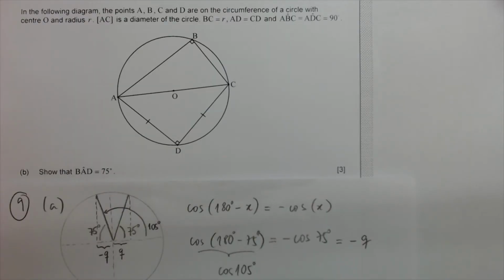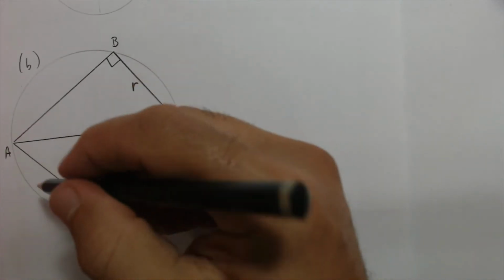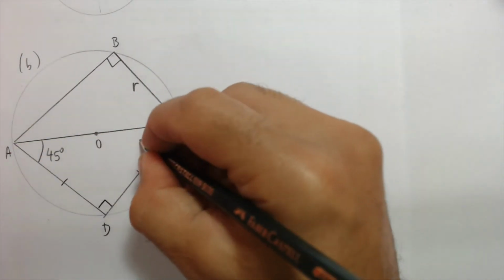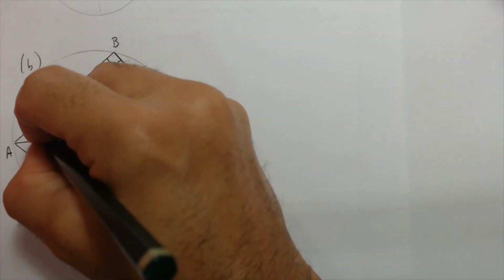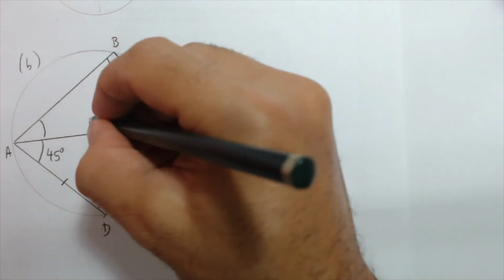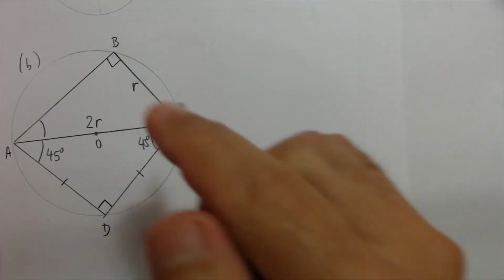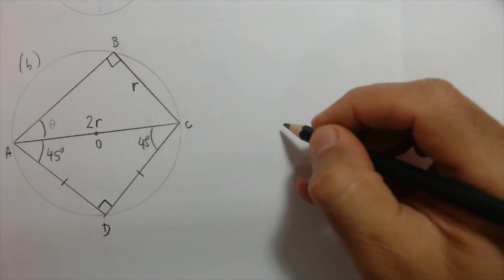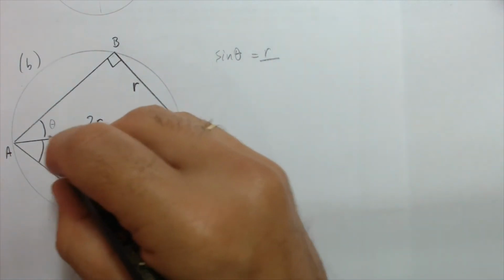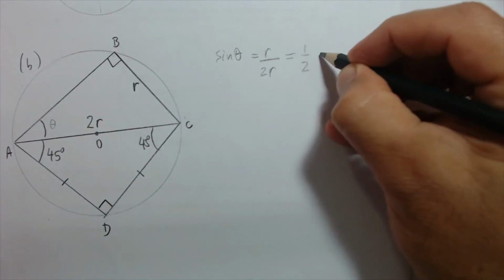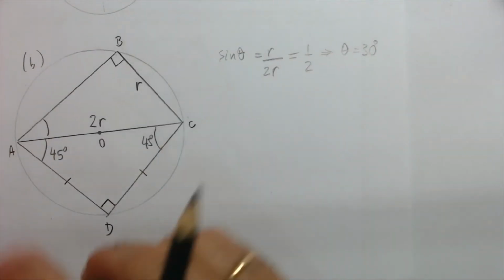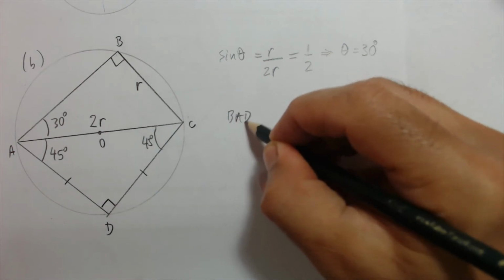Then let's move to part B. You must show that BAD is equal to 75. This side is equal to this side, so this is 90 degrees, this is 45, and this is 45. So we must find this angle now. This is R, which is the radius of the circle. This is also the radius, and this is also the radius. So this side is 2R. Let's say that this angle here is theta. Sine theta is the opposite, which is R, divided by the hypotenuse, which is 2R. So it's half, and the angle that has sine half is 30 degrees. So in fact this angle theta is 30 degrees. That's why BAD is equal to 75.